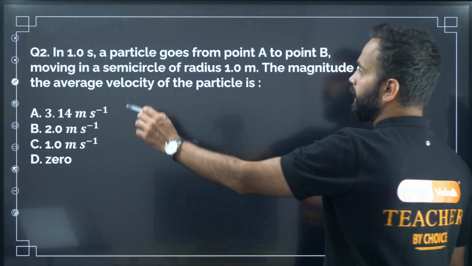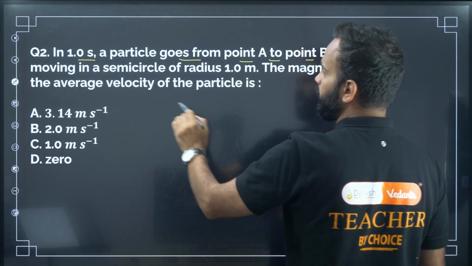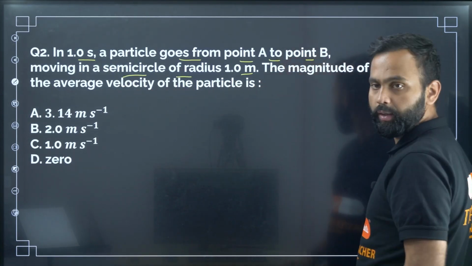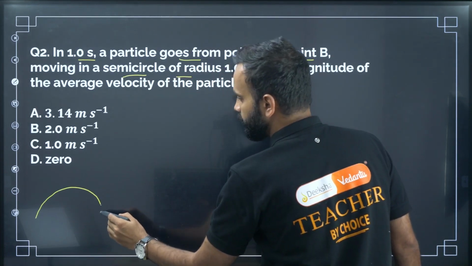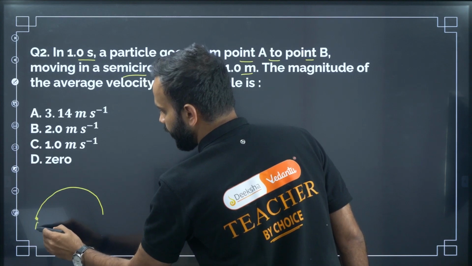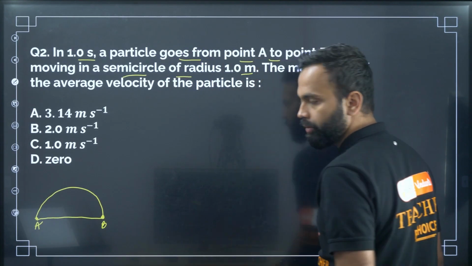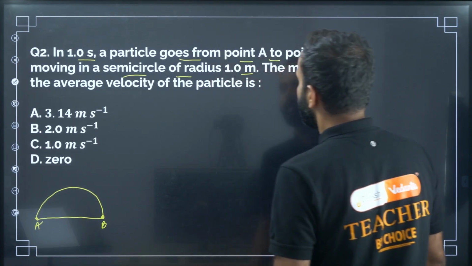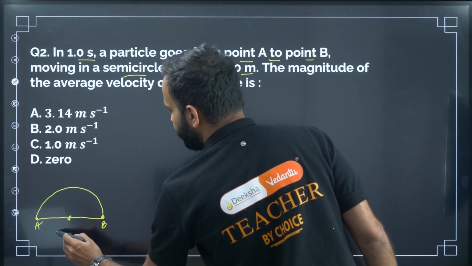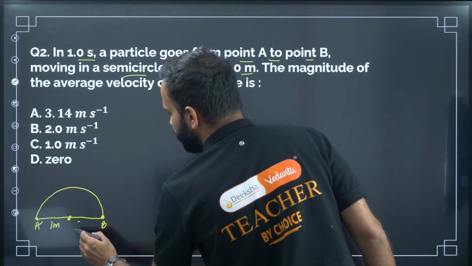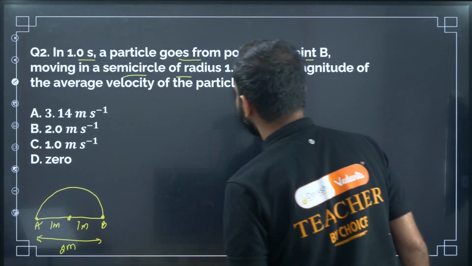Question number 2. In 1 second, a particle goes from point A to point B moving in a semicircle of radius 1 meter. Let us draw the diagram. Here, this is the semicircle. This is point A, here the point B. The particle goes from point A to point B. The radius of the semicircle is 1 meter, so the diameter is 2 meter.